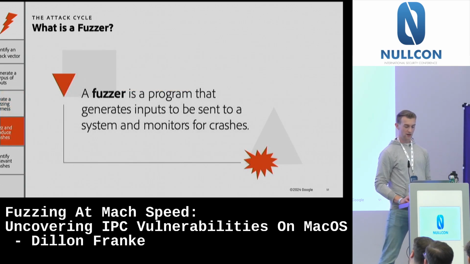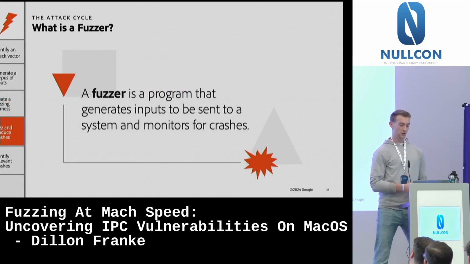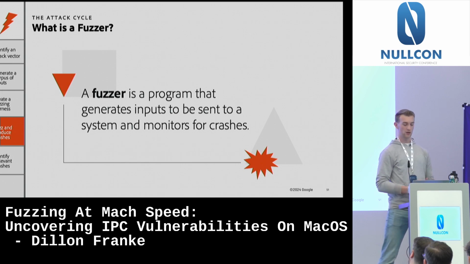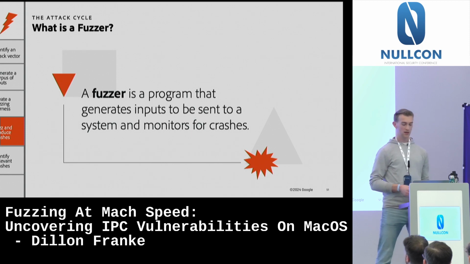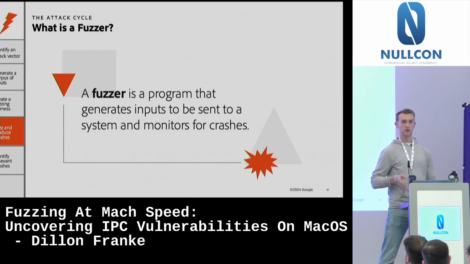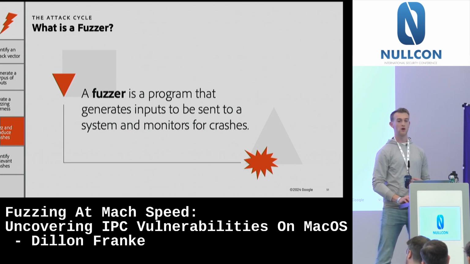Once we can do that, we can now use a fuzzer to integrate with our fuzzing harness. The fuzzer is going to actually generate and mutate input based off of our corpus and send that input through a fuzzing harness to the system and then monitor for any crashes that might occur.